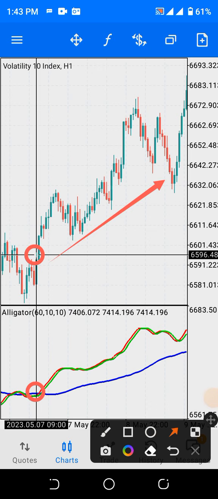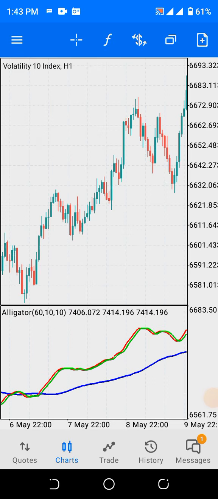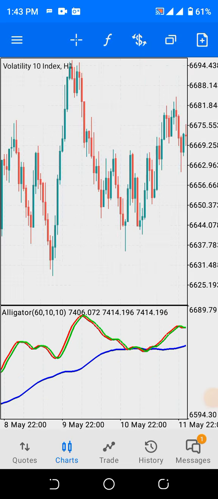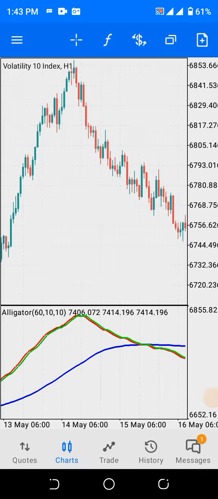Now whichever entry you are making, make use of appropriate stop loss. Do you understand? Like as I said, this is a highly profitable strategy. Do you understand? Like this is a huge profit. See, it keeps generating a lot of profits.